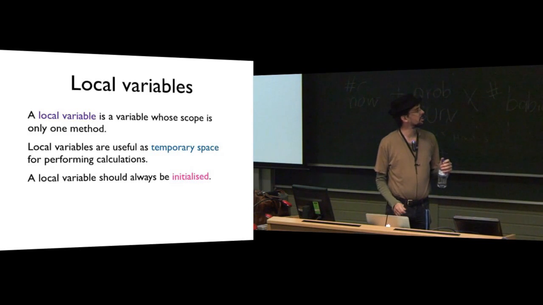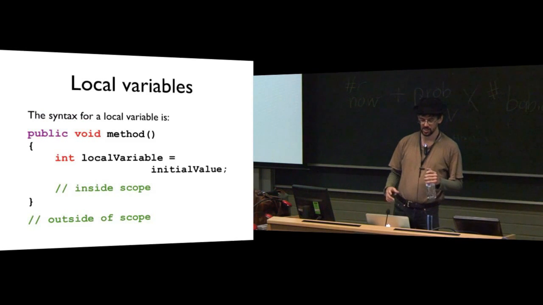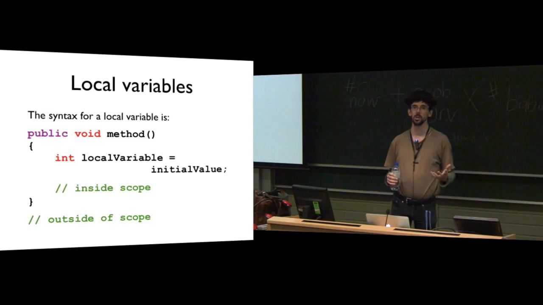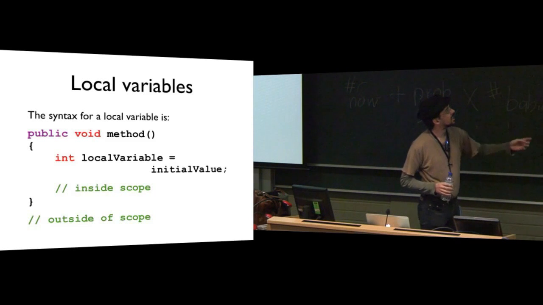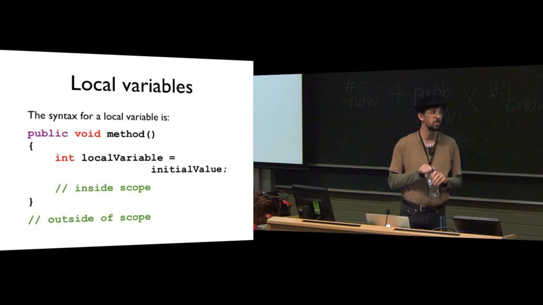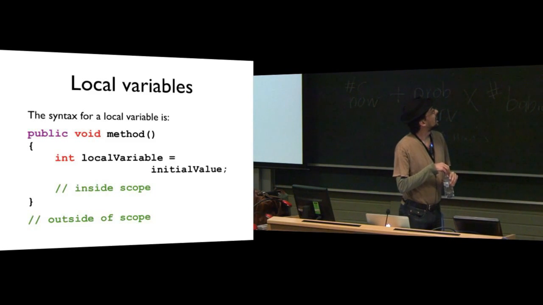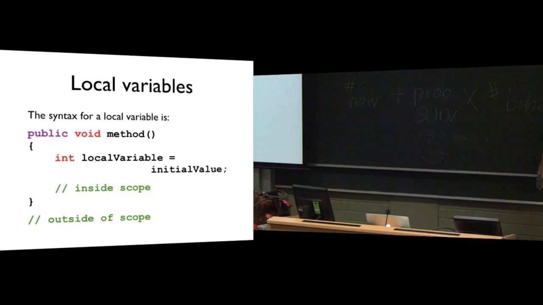A local variable should always be initialized, and I'll show you what we mean. So the definition, the syntax is very similar to every other variable declaration that we've done before, but in this case, a local variable is defined within a method. So we have some method here. We just called it method, which isn't really a good name for a method, but it'll do for this case. And inside the method, we have this variable declaration.